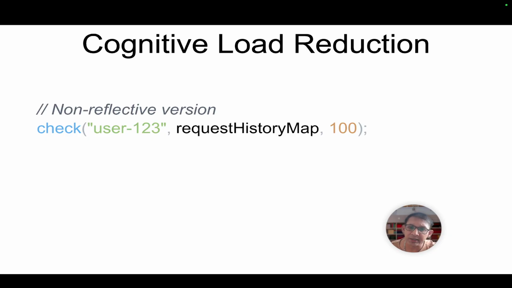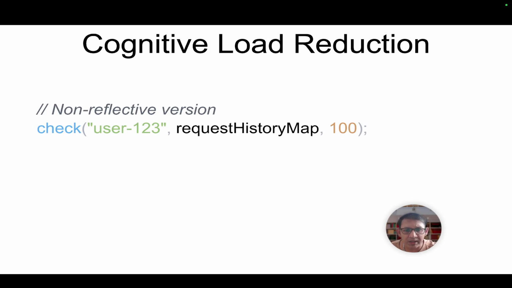Let me show you what I mean with a limiting example. Imagine you're reviewing code and you encounter this line. To understand this single line of code, your brain has to ask a series of questions. What exactly does the check method do? What is stored in the request history map? What does 100 represent? Is it 100 requests? 100 what exactly? Is it per minute, per hour, per day? What's the relationship between the user ID string and the map?